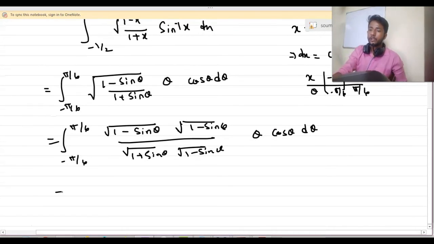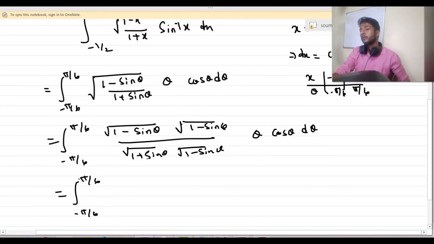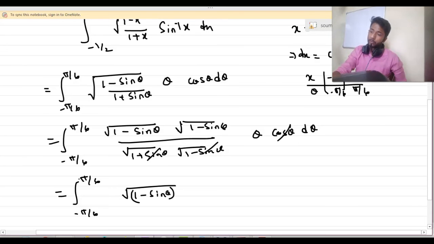Okay, so you can see that in the integration from minus pi by 6 to pi by 6, root over of 1 plus sine theta into root over of 1 minus sine theta is equal to root over of 1 minus sine square theta, and root over of 1 minus sine square theta equal to root of cos square theta, and root over of cos square theta equal to cos theta, and this cos theta and this cos theta I can cancel. Okay, so this is root over of 1 minus sine theta its whole square into theta d theta.